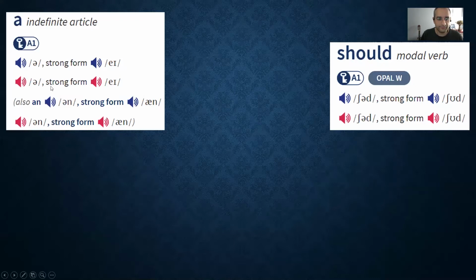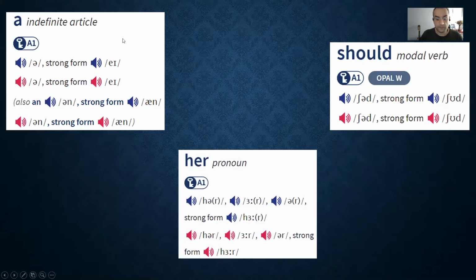Look at this. You see here, weak forms and strong forms over here. All right, the dictionary gives you everything, guys. Use it. Now, this one's interesting.